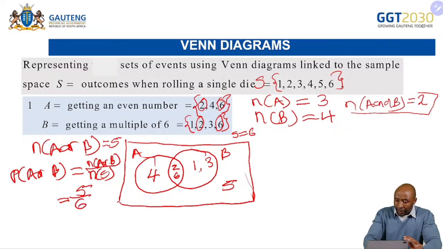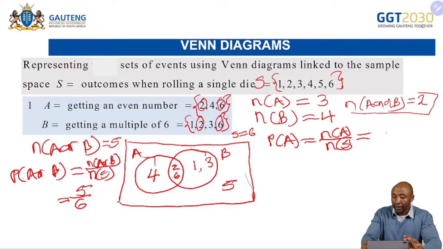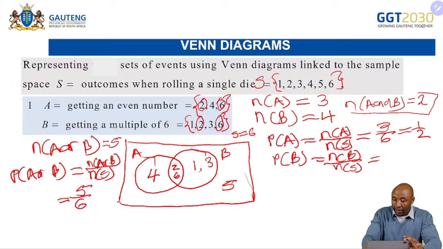And then if I also check the probability of A, meaning we are just calculating the number in A over the number in our sample space, that will give us 3 out of 6, which gives us half. The probability of B will be given by the number in B over the number in our sample space, and that will give us 4 out of 6, which gives us 2 over 3 as a probability.